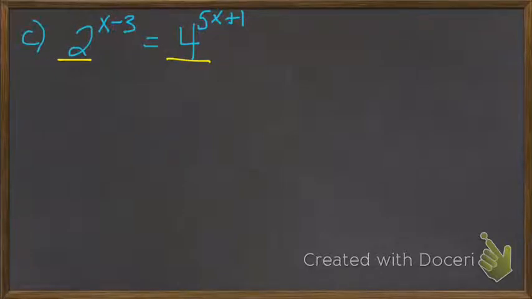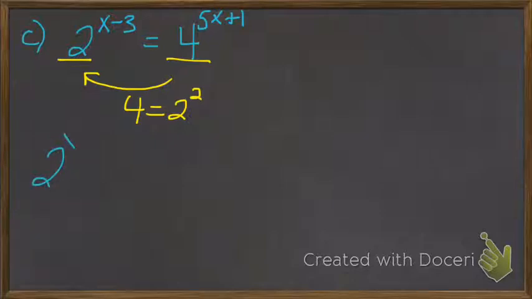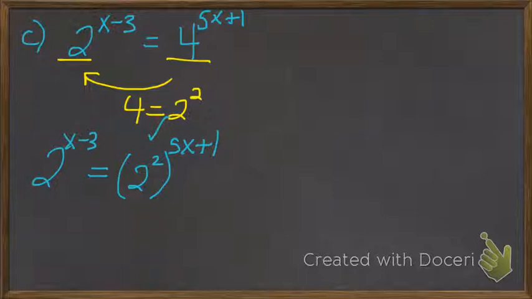I want you to ask yourself the question, how can you rewrite one of the bases so that it looks like the other base? Well, in this example, we can express 4 as 2 to the power of 2, which is great for us because now what we can do is rewrite this exponential equation as 2 to the power of x minus 3 equals, instead of writing 4, I'm going to write 2 to the power of 2. And I'm going to keep that exponent the same. So again, I've literally just rewritten the 4 with a base of 2.